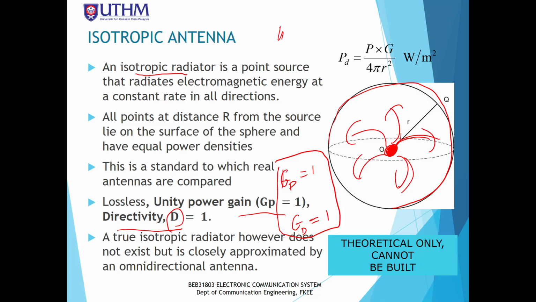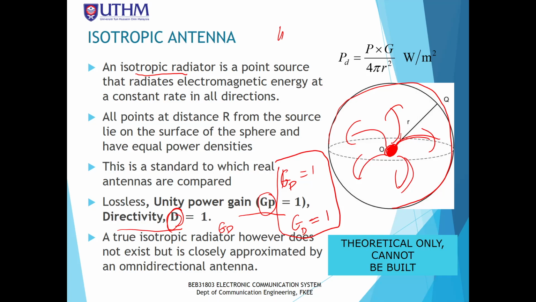And then the next characteristic is about the gain. Here we have two kinds of gain. The first one is power gain, and the other one is directivity gain. So power gain GP and directivity gain D, or you can also write it as GD. It doesn't matter. The isotropic antenna has both power gain and directivity gain equal to 1. Kedua-dua jenis gain ini bersamaan dengan 1.